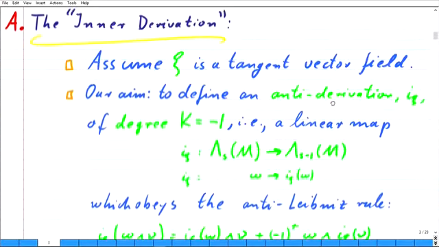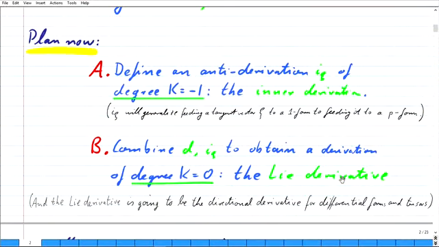Okay, so the first step, remember, we do a two-step process. We define the inner derivation, which will not really differentiate in the Newton-Leibniz sense of epsilon going to 0 and so on, but it brings in a tangent vector to specify the direction. And then secondly, we will combine it with the d. Okay, so we start with defining the inner derivation.